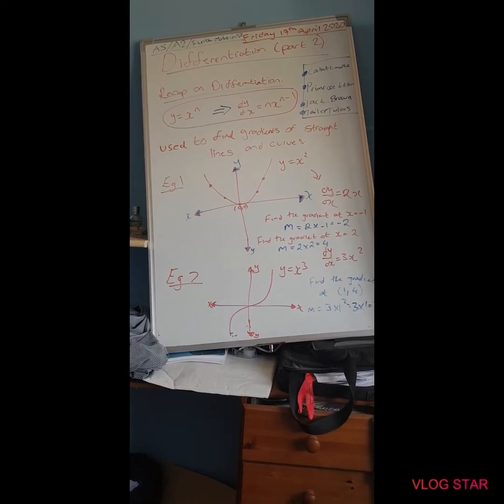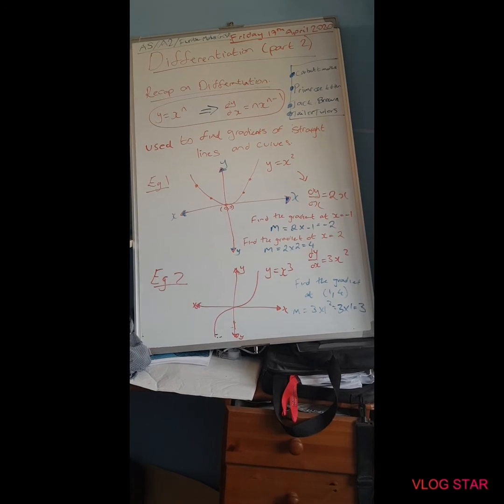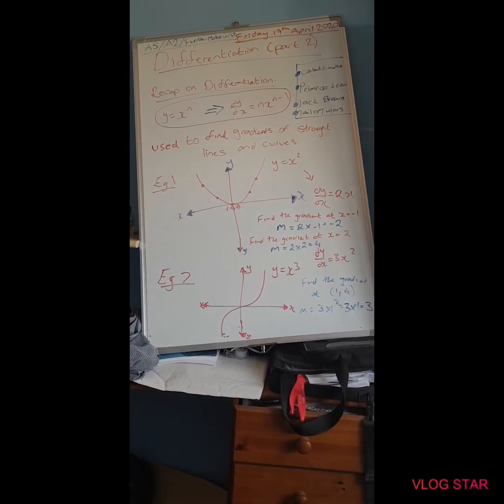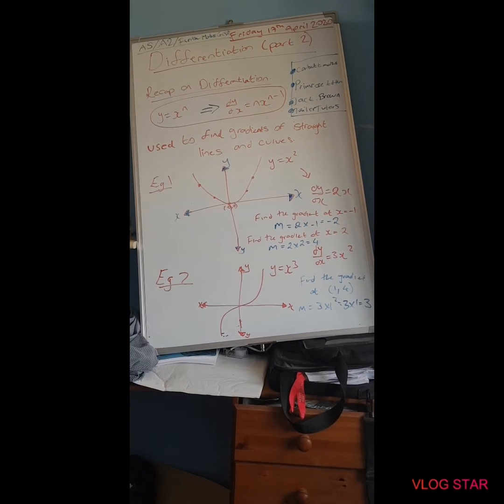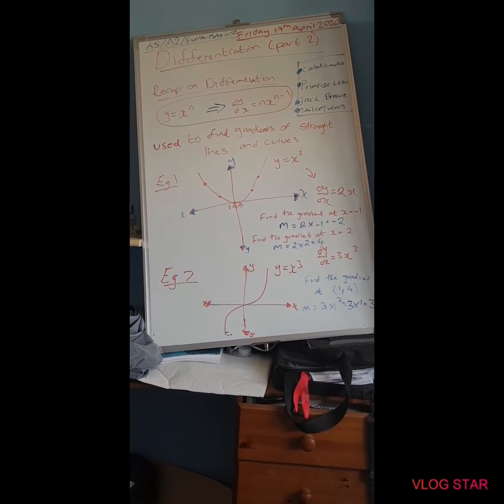Given a particular value of x. In the next video, for part 3, we're going to look at what happens if I have a pair of coordinates, forming what we call tangent lines, and also perpendicular lines.